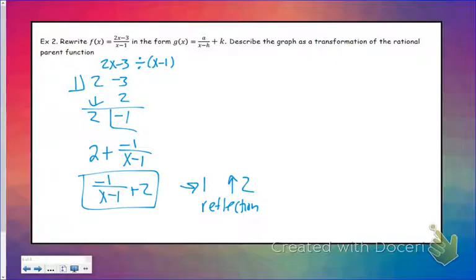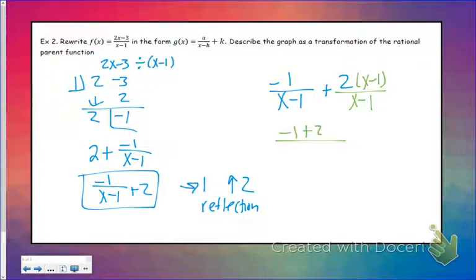All right, you also can work backwards now using what you know about common denominators. So let's go the opposite way. In order to add 2, I would need to multiply top and bottom by x minus 1. So now I can combine those, and I end up with 2x minus 3, which is what I had in my original problem. So we can go back and forth between these two forms now, depending on which one you think is easier.